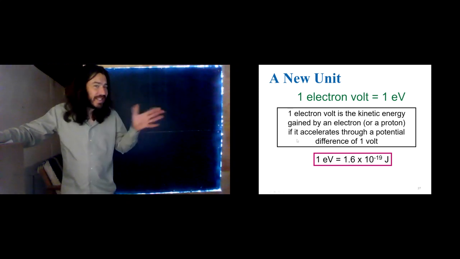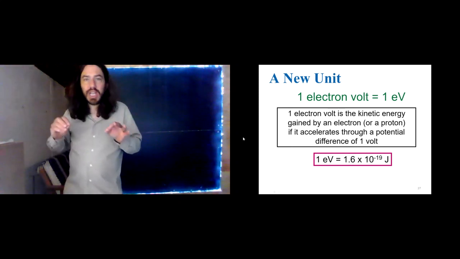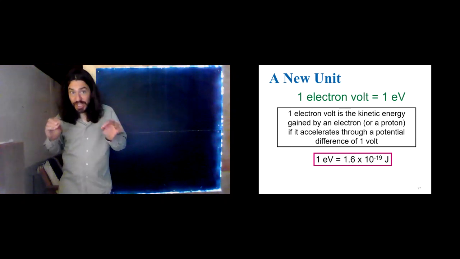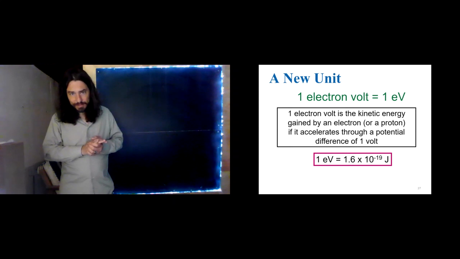Why do we use this instead of just some other measure? An electron volt is the kinetic energy gained by an electron as it accelerates through a potential difference of 1 volt, which is kind of weird to think about.